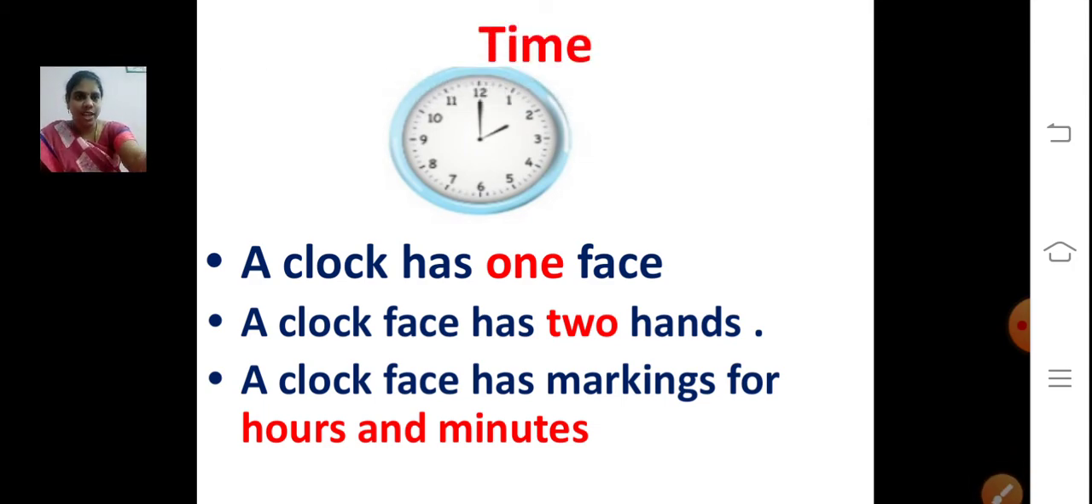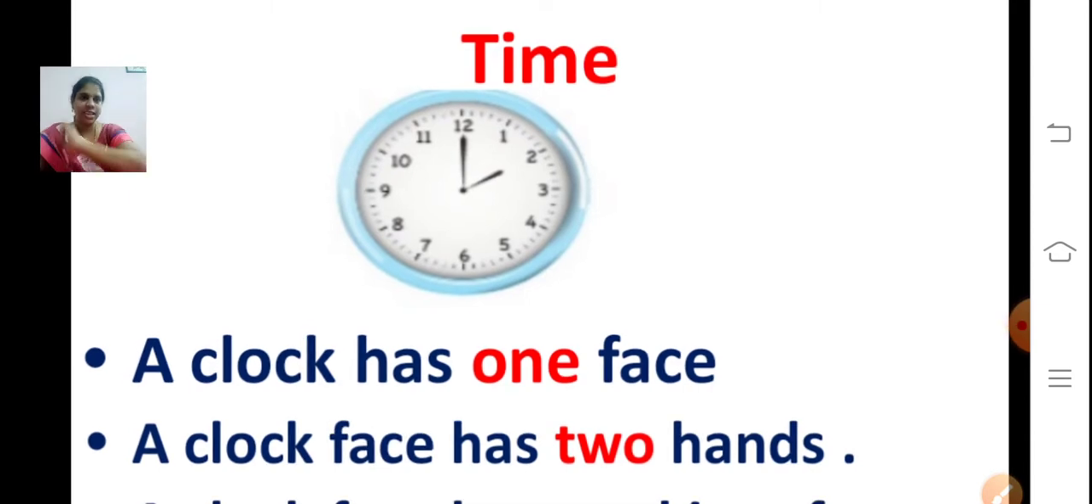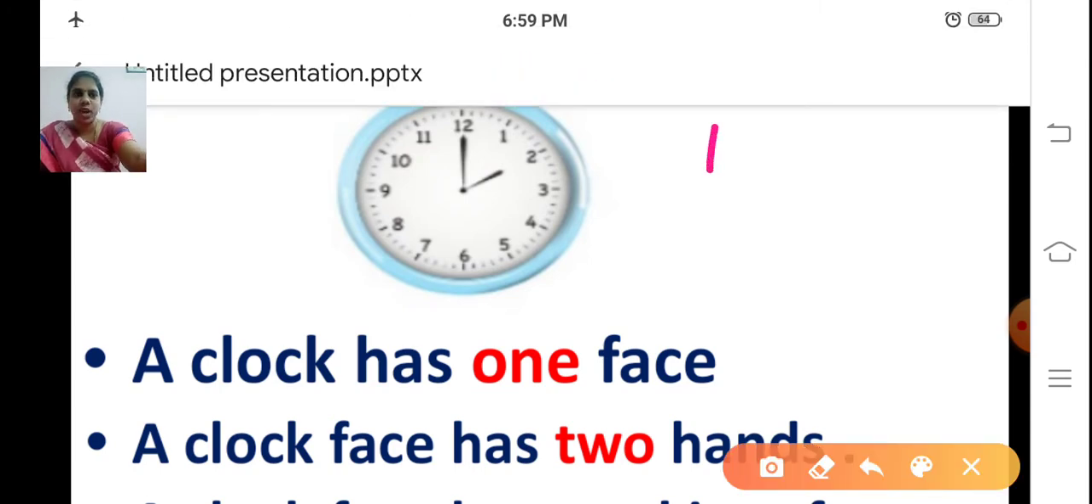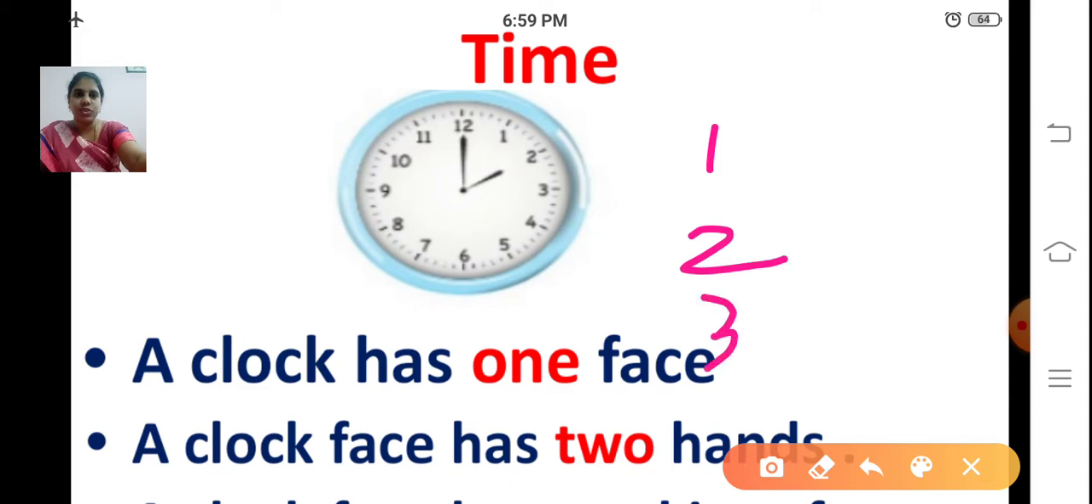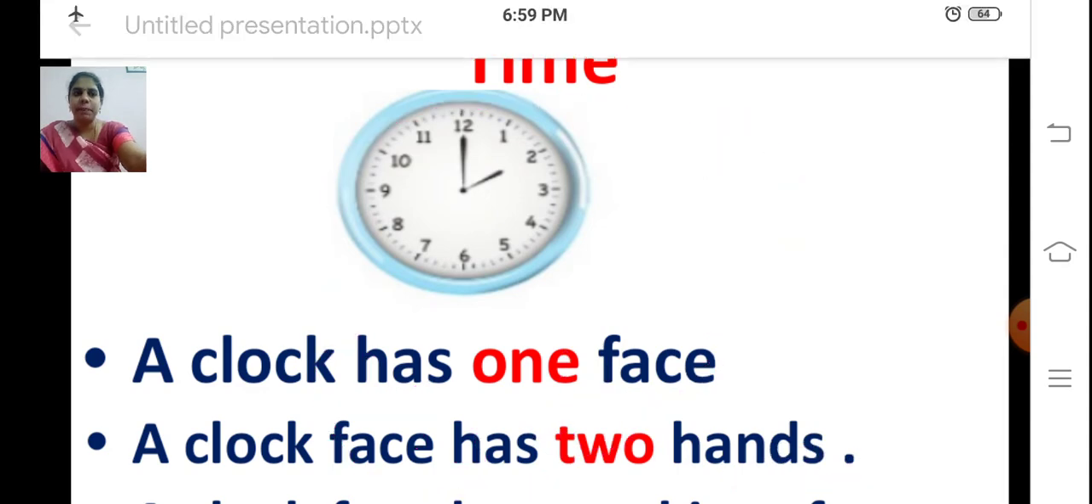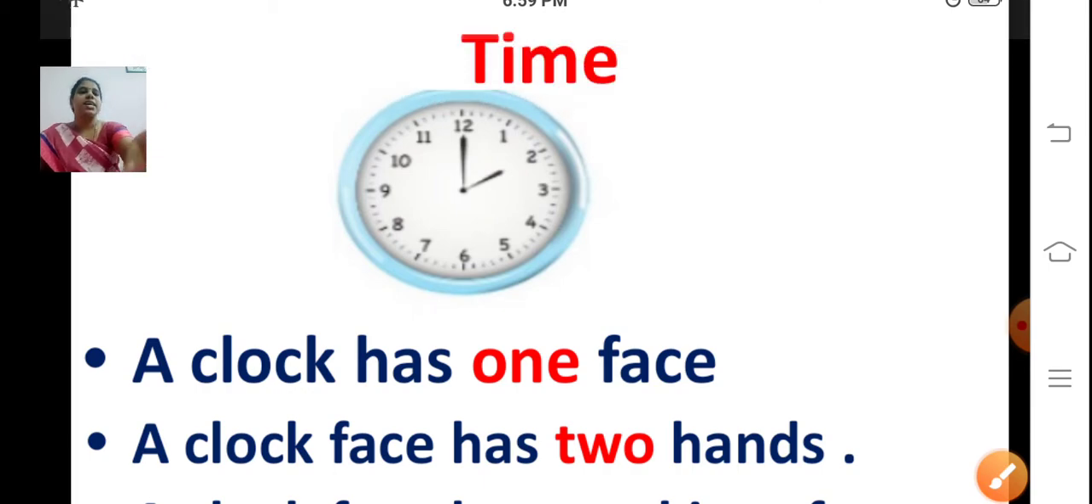So now you can see the clock. Just see the markings. It has numbers from 1 to 12, isn't it? This represents the hour markings. 1, 2, 3, 4, 5, 6. These represent the hour markings.